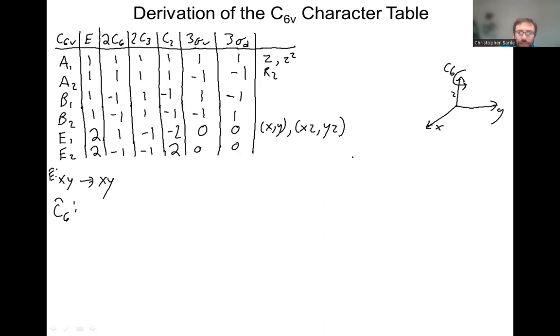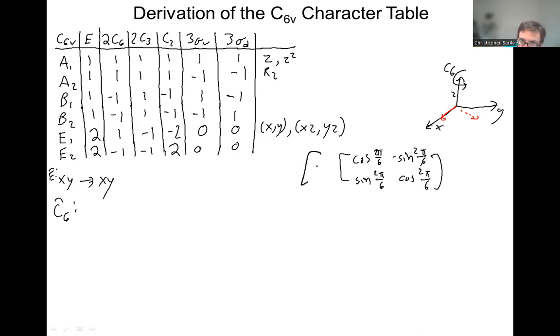Well, we have to think about what happens. Taking a review from last time, when we take an x vector and do a 60-degree rotation at C6, we get a linear combination of x and y. So x and y are going to transform together, and this is going to be described by cosine 2 pi over 6, minus sine 2 pi over 6, sine 2 pi over 6, and cosine 2 pi over 6. That is our rotation matrix.